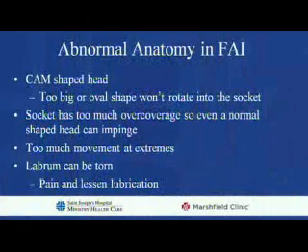Contrast that to a cam-shaped head, which is what we're going to talk about today, which is basically a head which is just too big or oval-shaped, and so it won't actually rotate into a spherical socket. Or the socket can have too much overcoverage, and sometimes it can result in even a normal head impinging on the socket. And then, as I talked about previously, too much laxity allowing too much movement can even cause a normal hip to impinge.